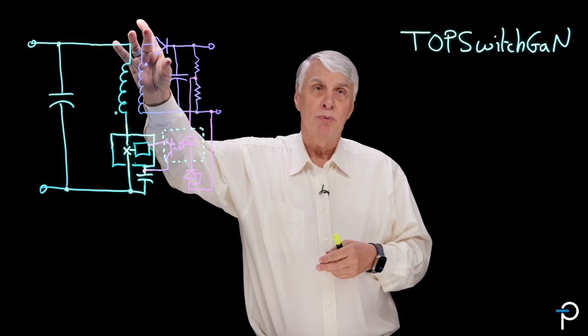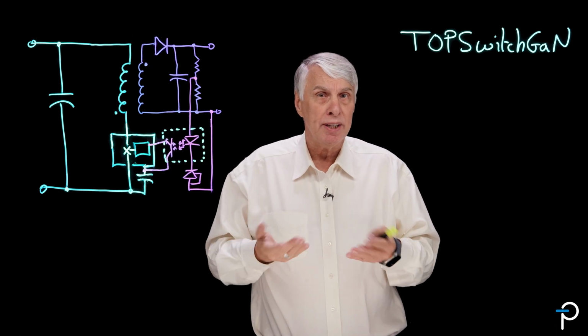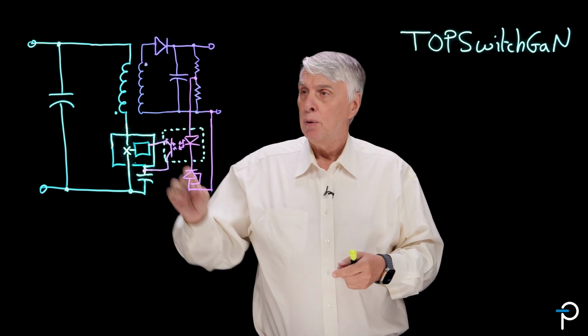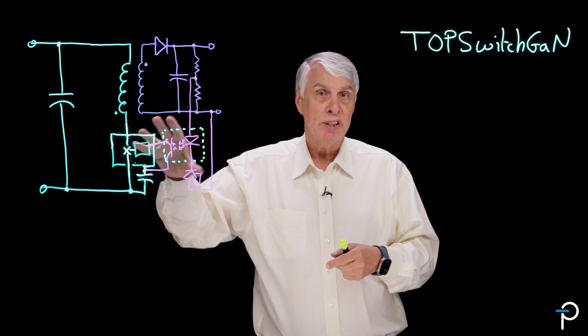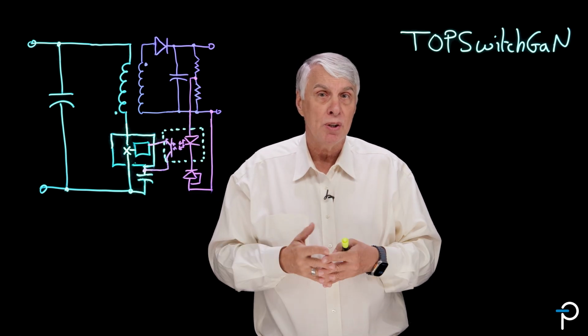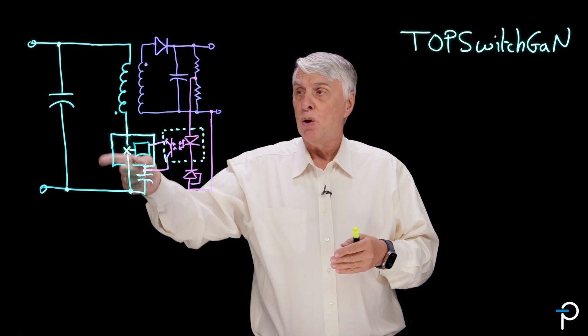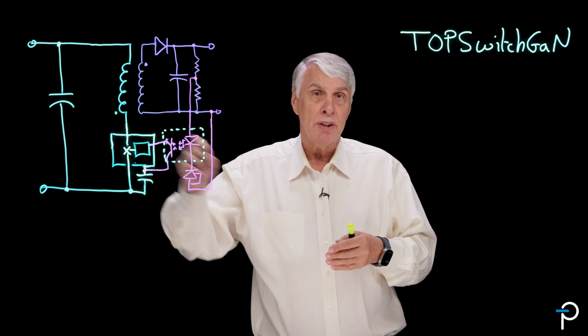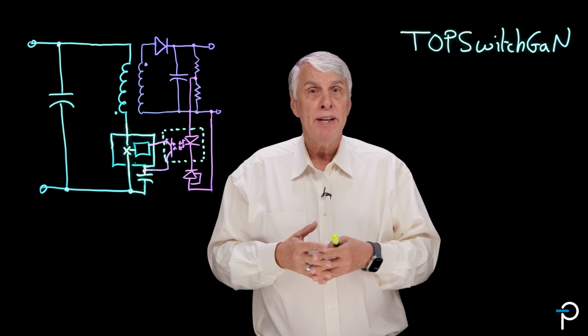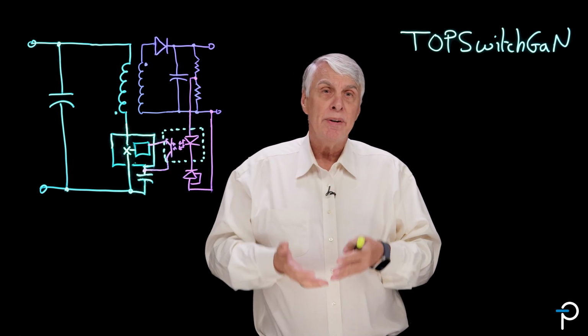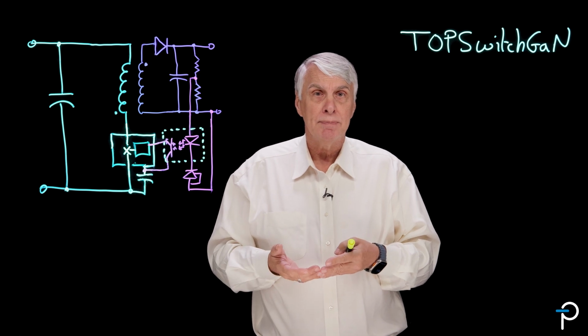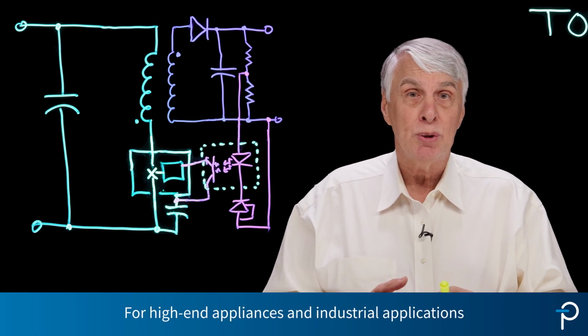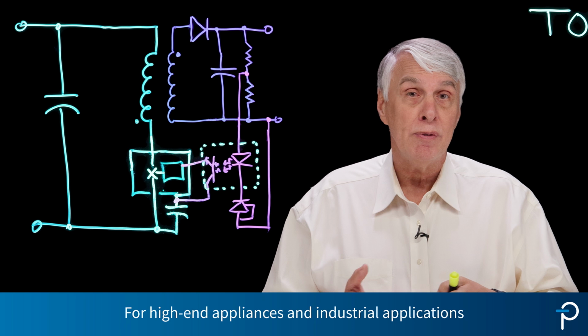So the key advantage of a TOPSwitch power converter is simplicity. We're using an output rectifier diode rather than more sophisticated synchronous rectification. We have a very simple feedback network using an optocoupler rather than something more exotic. And these features, along with the control engine in the TOPSwitch IC, allow us to provide very simple, very efficient and very reliable operation.